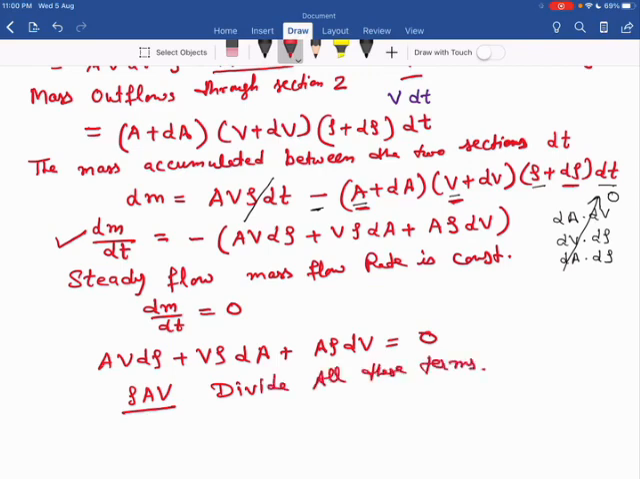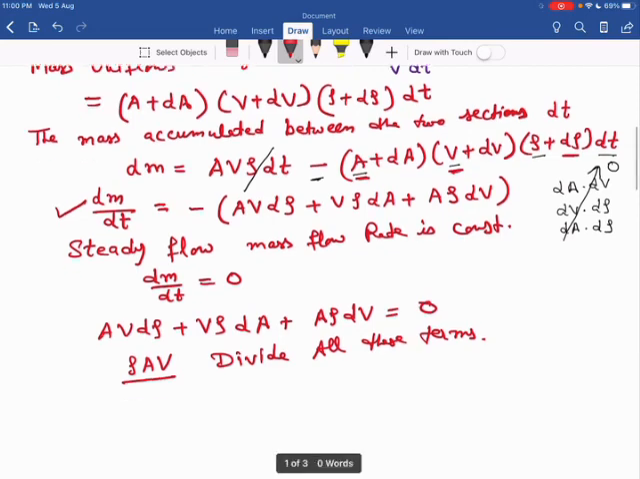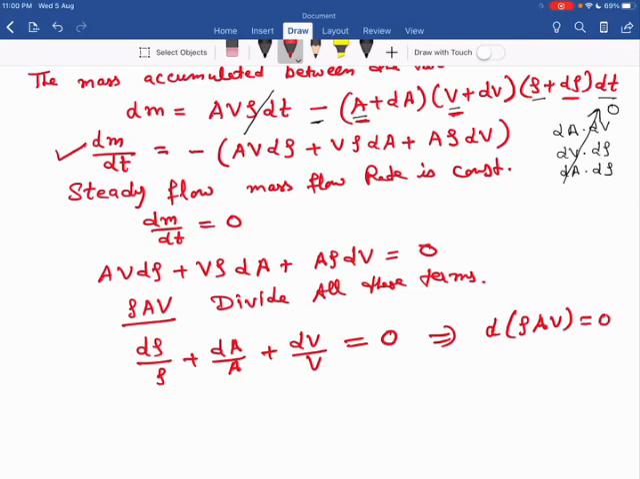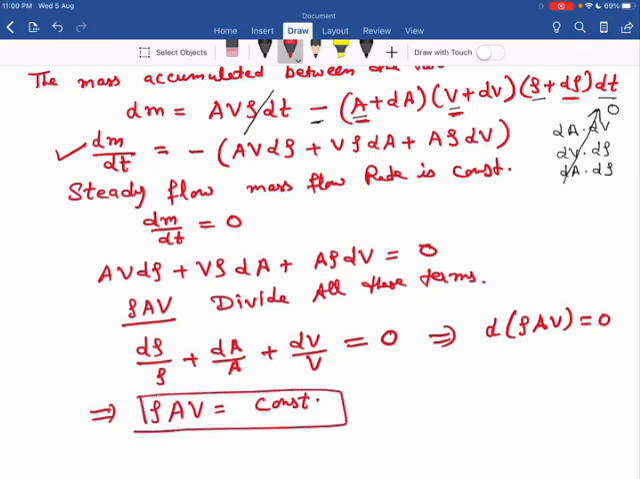We divide all these terms by rho AV. So now we have the first term as d rho by rho plus dA by A plus dV by V equal to 0. So further we can write it as d of rho AV equal to 0, or you can say rho AV is constant. Now what is the meaning of this relation? This is the general form of continuity equation.